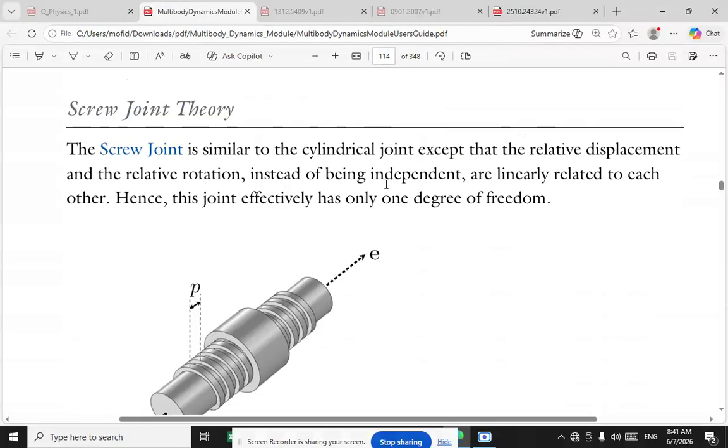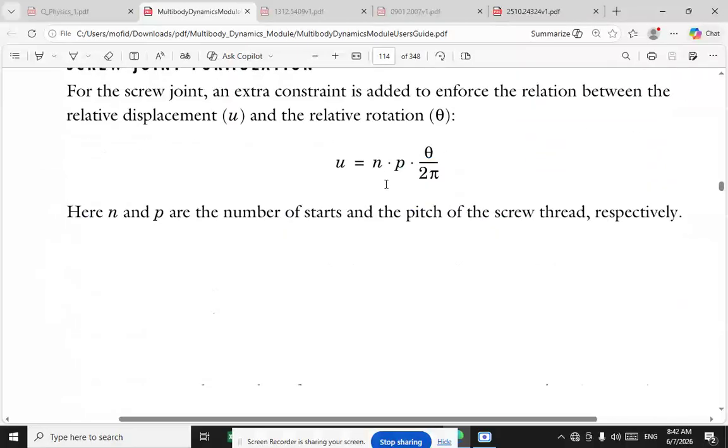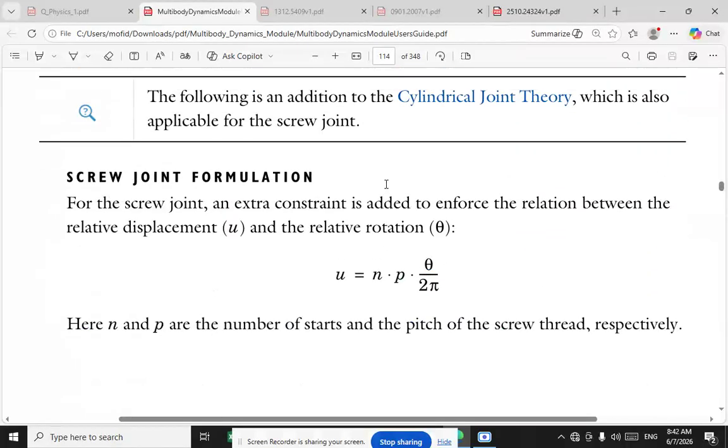So the next theory would be the screw joint theory. The screw joint is similar to the cylindrical joint except that the relative displacement and relative rotation, instead of being independent, are linearly related to each other. Hence, this joint effectively has only one degree of freedom. The following is an addition to the cylindrical joint theory, which is also applicable for the screw joint.